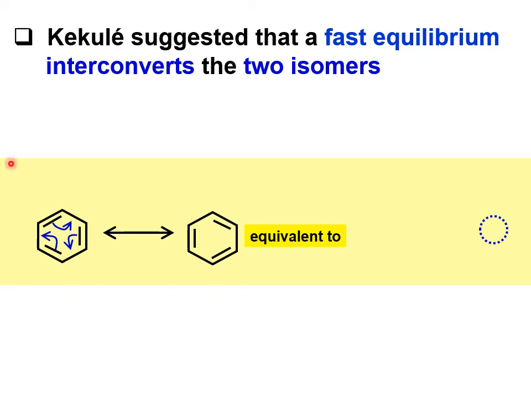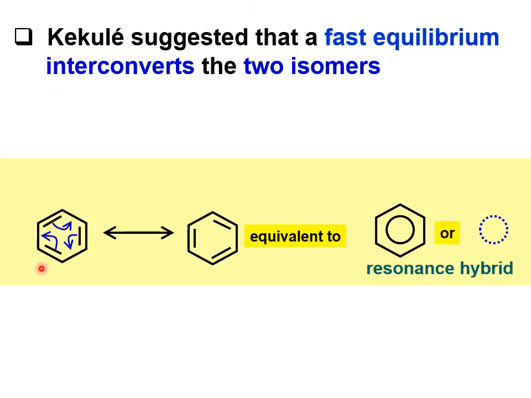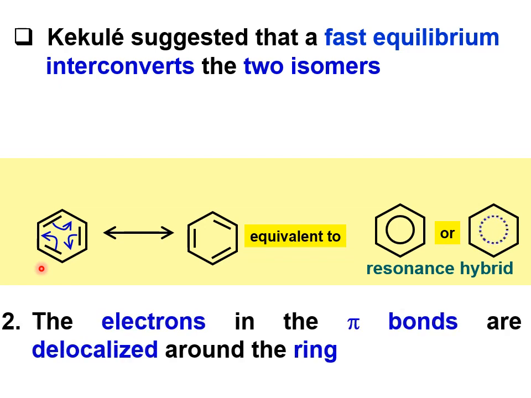So he suggested we can also draw the benzene ring with a circle in a hexagon shape, to show that the double bonds can be delocalized. So when you draw the benzene ring, you can use this structure or the ring in a hexagon shape.